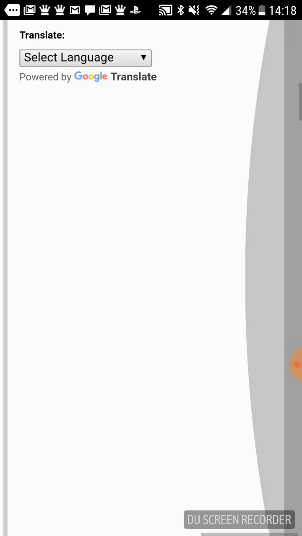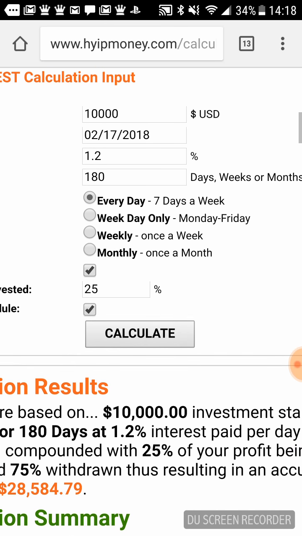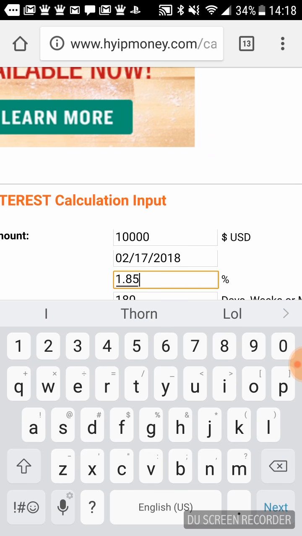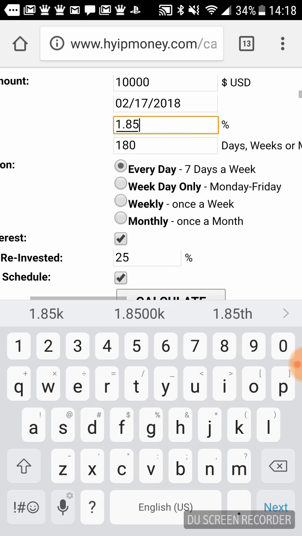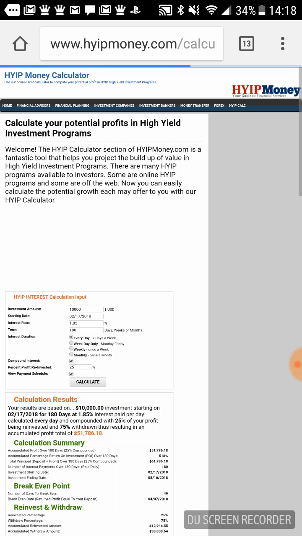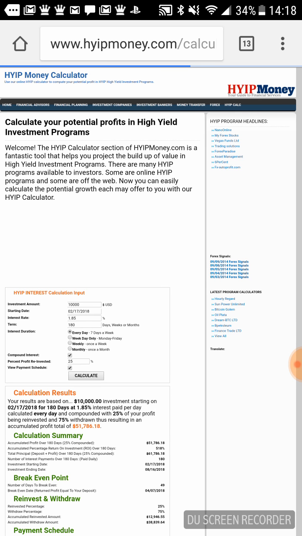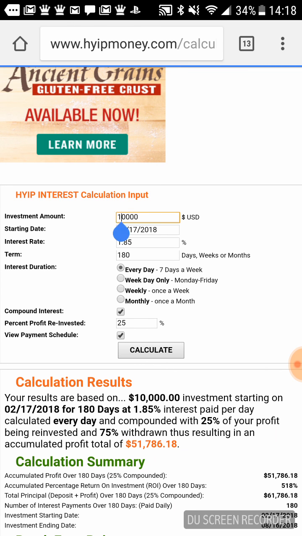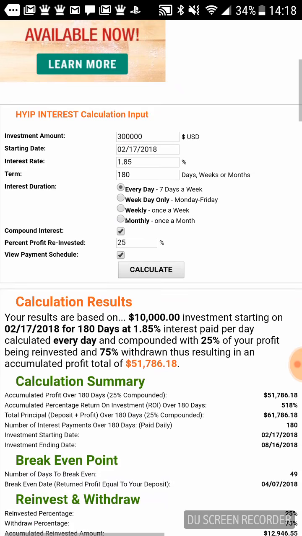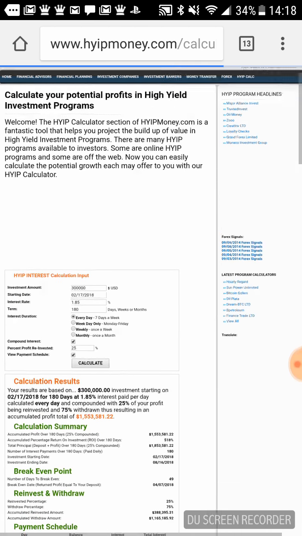But that is that. Now let's go ahead and run the numbers just because the calculator is here. Why not? At 1.85, that's doing the 1.5% that they promised, plus the bonus interest from having, oh, shoot. And let's go ahead and do a $300,000 loan. Okay.